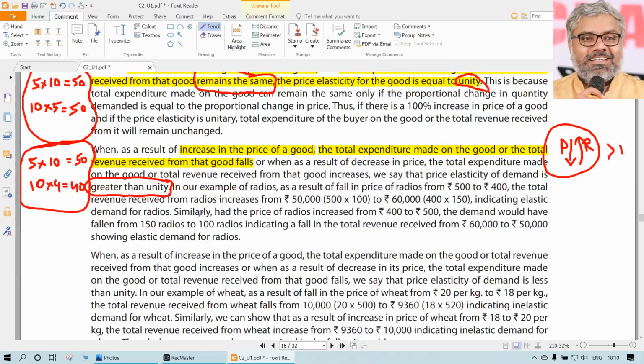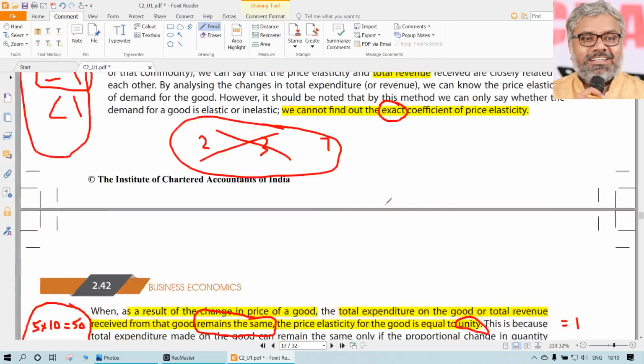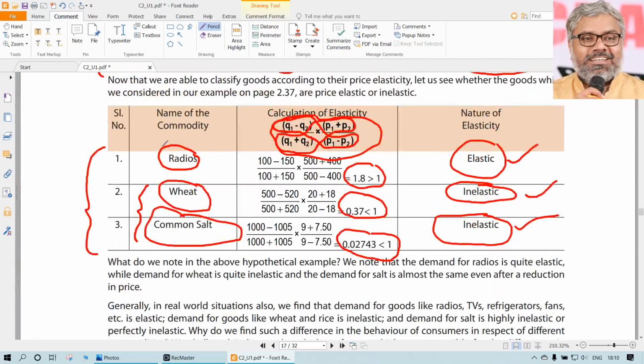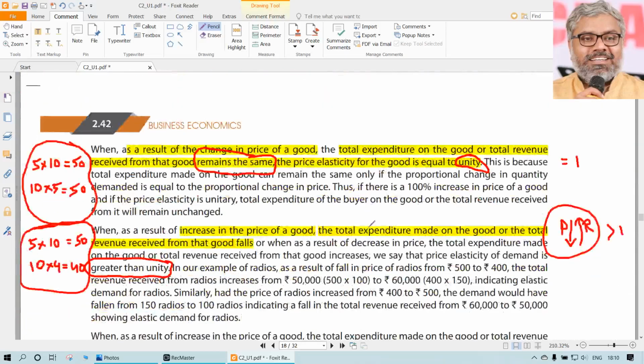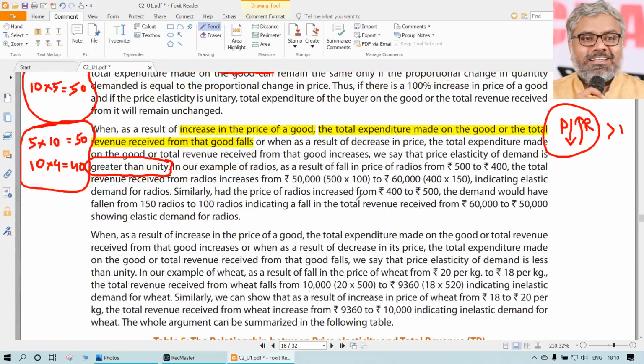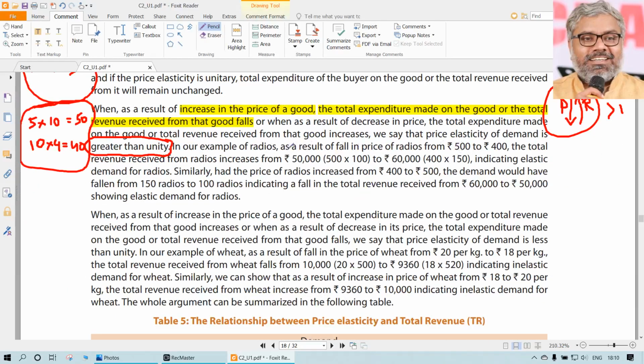If you take, for example, the radios example once again, the same numbers that we have taken earlier, what was the original revenue and what is the changed revenue that you can take? Originally, what happened? The original revenue was how much? 500 rupees was the price. 100 radios were purchased by the customers. So the total revenue of the seller could be 50,000 rupees. That was original.